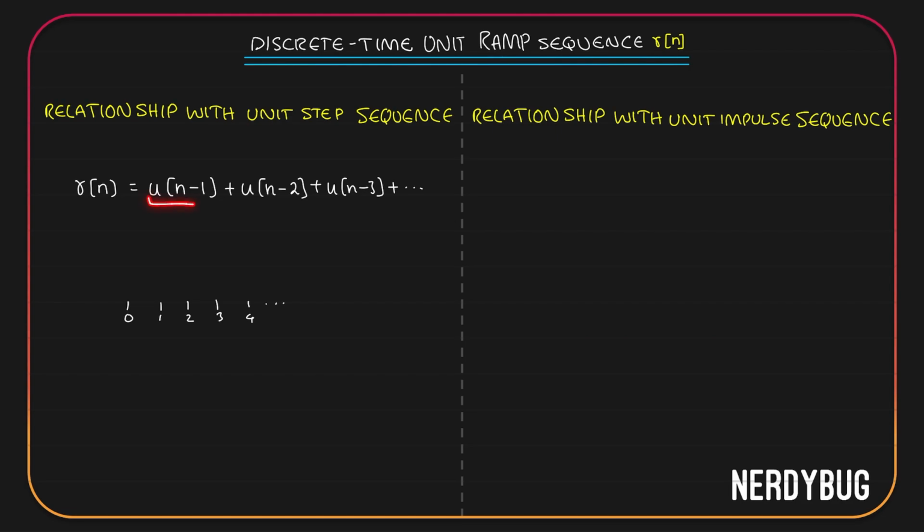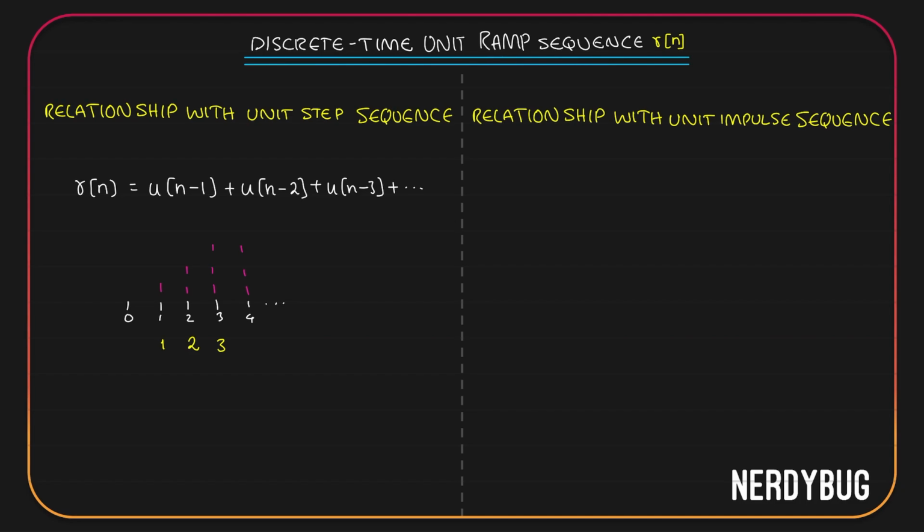So we know u[n-1] gives 1 for every value of n that is greater than or equal to 1. So we get 1 here, 1 here, 1 here, 1 here, and it goes on like that. u[n-2] gives 1 when n is greater than or equal to 2. So like this. u[n-3] gives 1 from 3. Now you can see what is happening here. At n equal to 1, we have 1. At n equal to 2, we have 2. At n equal to 3, we have 3.